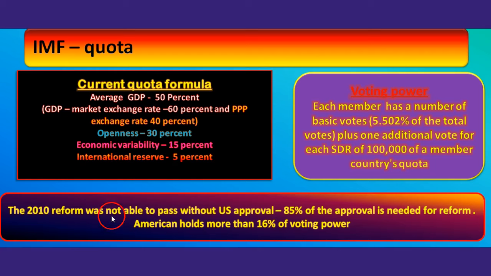The 2010 reform was not able to pass without US approval because 85% approval is needed for reform, and the Americans hold more than 16% of voting power. So without American approval, 85% is not possible. 100 minus 16 is 84, but here we need 85%. America holds more than 16% of voting power, so US approval is essential for the 2010 reform.